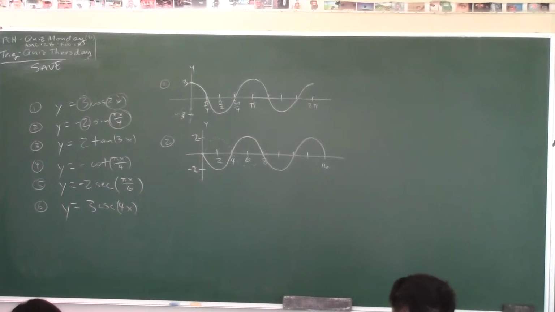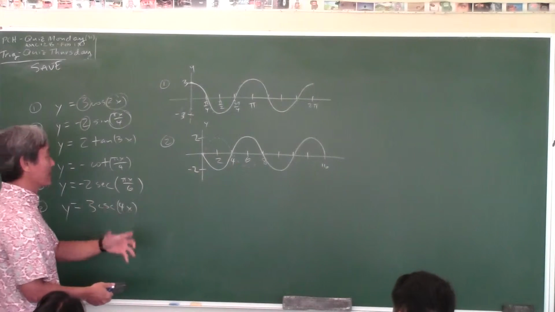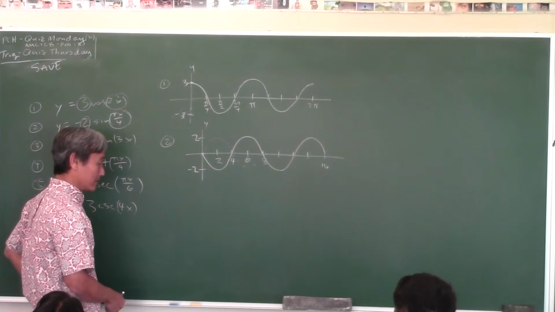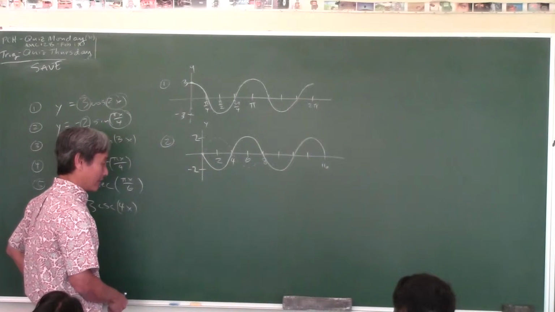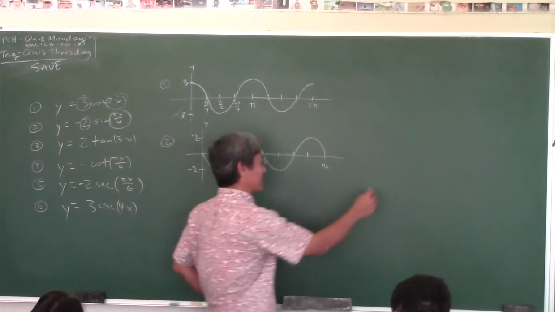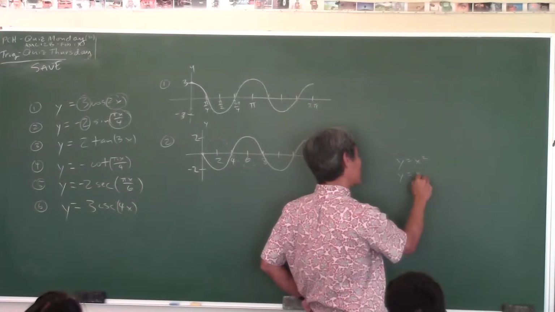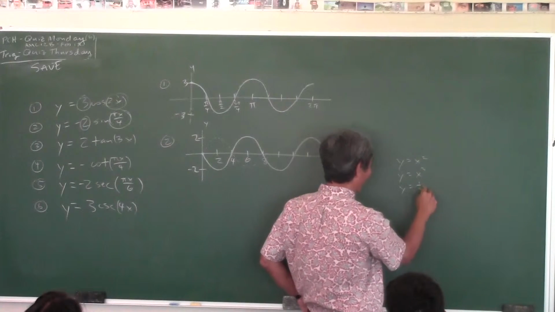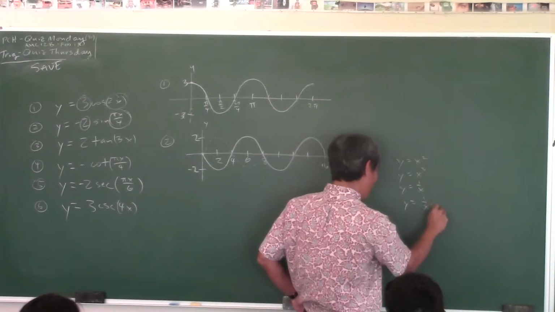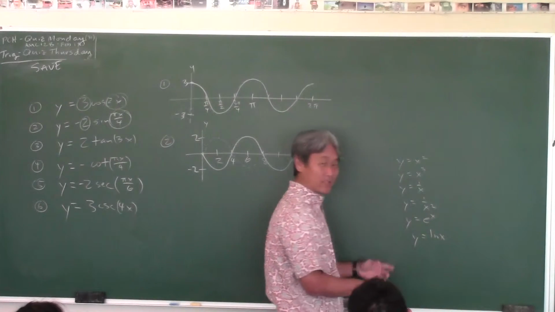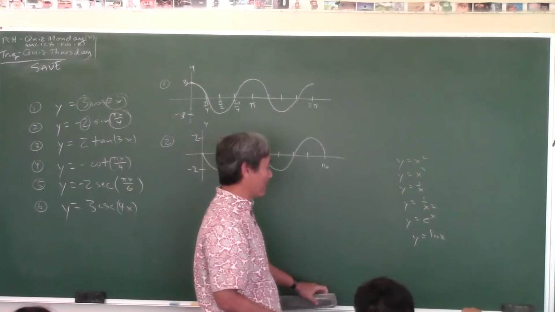So again, the key is you gotta know the base graph because everything is done to the base graph. Just like algebra 2b, remember all the base graphs you had to know for that? Like y equal x squared, y equal x cubed, y equal 1 over x, y equal 1 over x squared, y equal e to the x, y equal natural log x. Right? All your base graphs. Is that bringing back memories? Terrible.